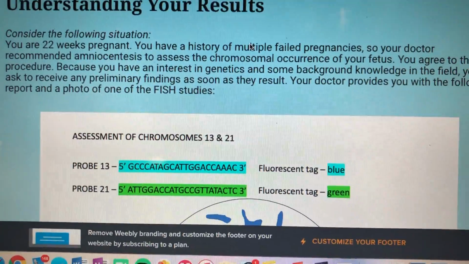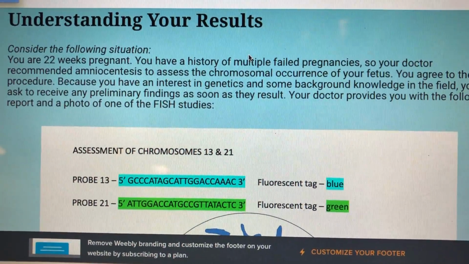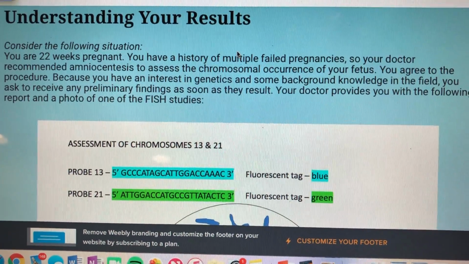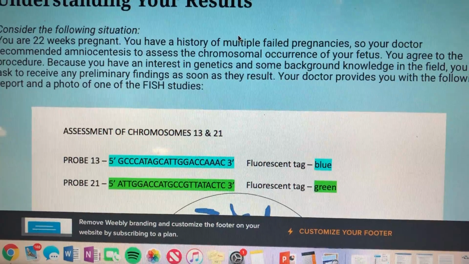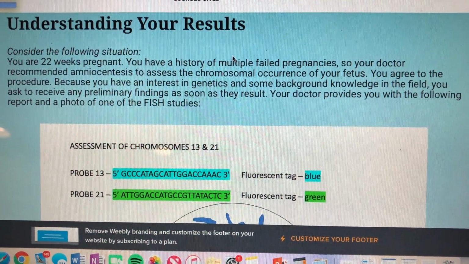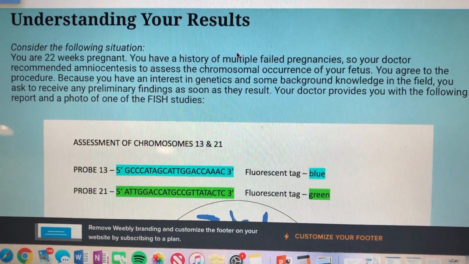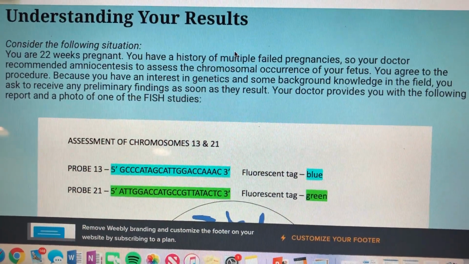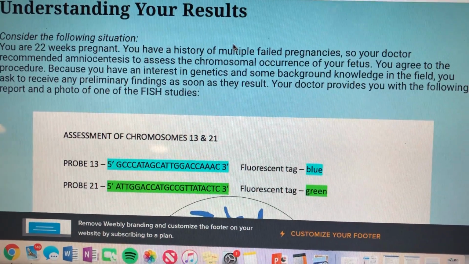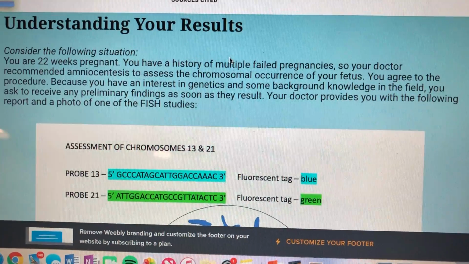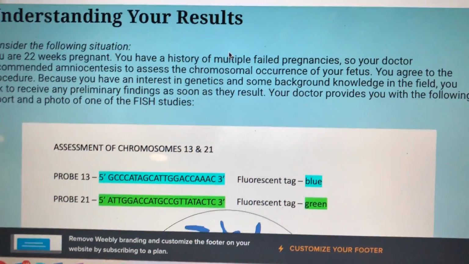So we see you are 22 weeks pregnant. You have a history of multiple failed pregnancies, so your doctor recommended amniocentesis to assess the chromosomal occurrence of your fetus. You agree to the procedure. Because you have an interest in genetics and some background knowledge in the field, you ask to receive any preliminary findings as soon as they result. Your doctor provides you with the following report and a photo of one of the FISH studies.